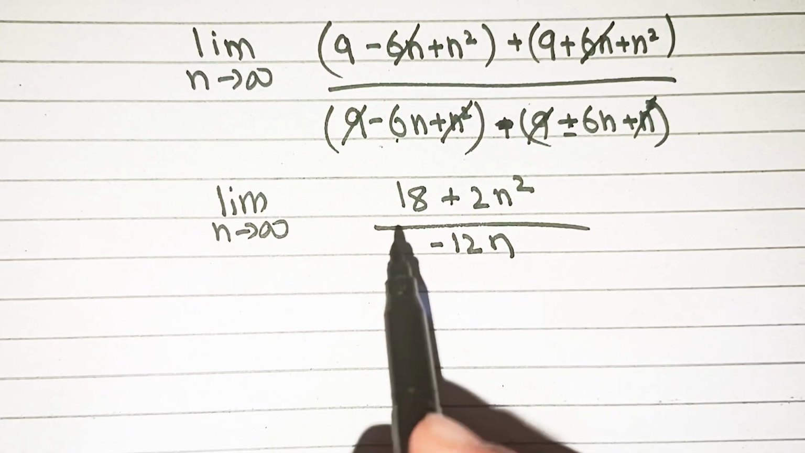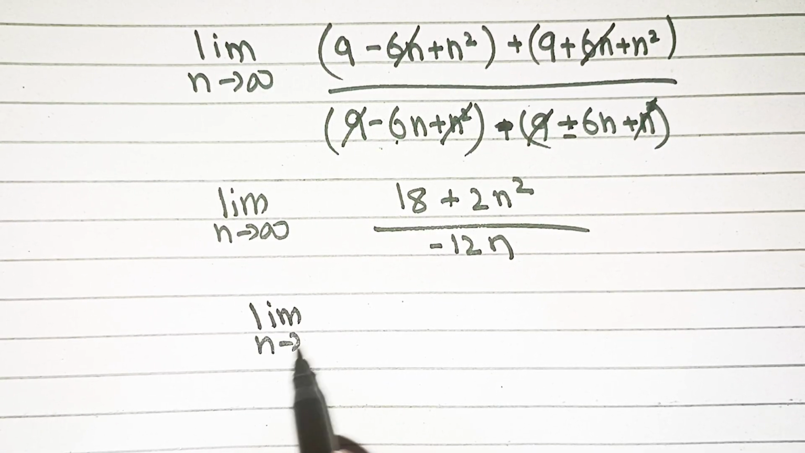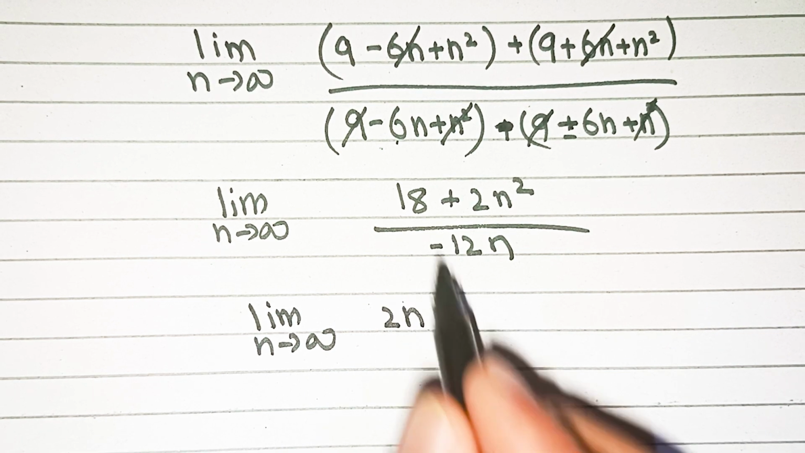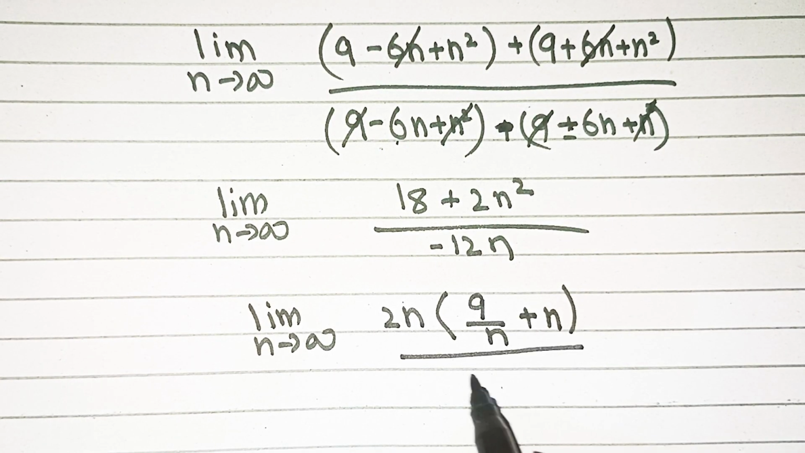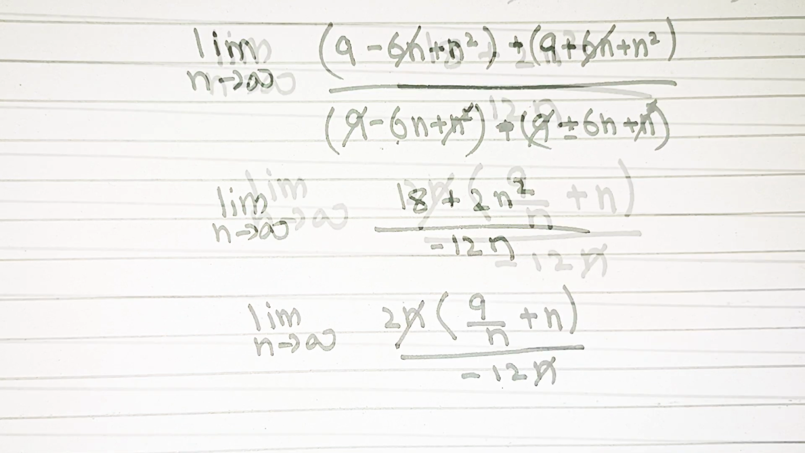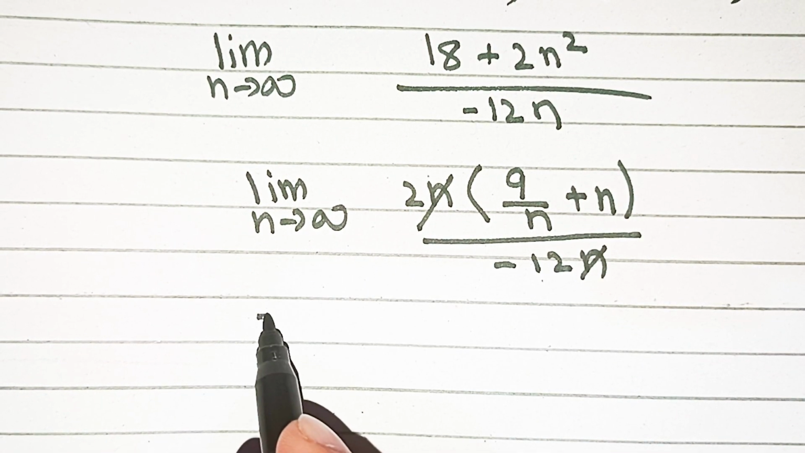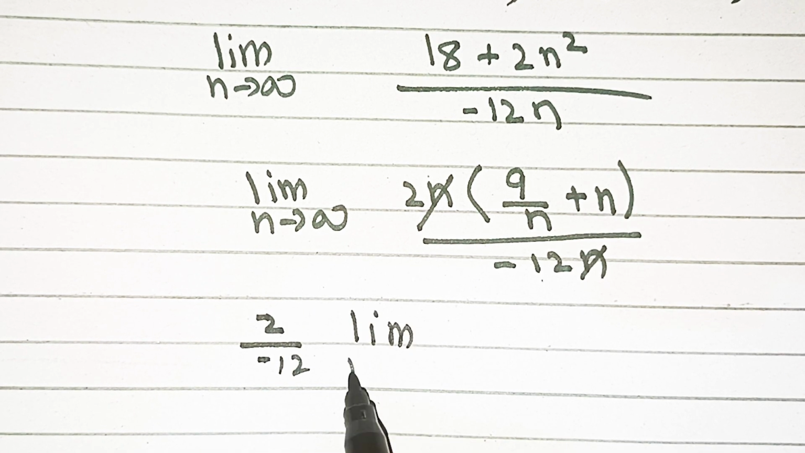If I take 2n common here, what will we get? Limit n tends to infinity, 2n times (9 divided by n plus n), divided by minus 12n. We know that if the numerator and denominator are the same, they are cancelled, so n is cancelled with n. 2 divided by minus 12 is a constant, so move it firstly, and the limit n tends to infinity of 9 divided by n plus n.